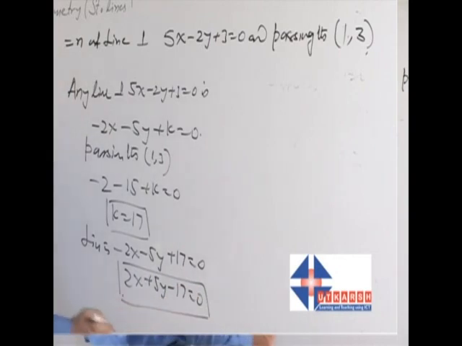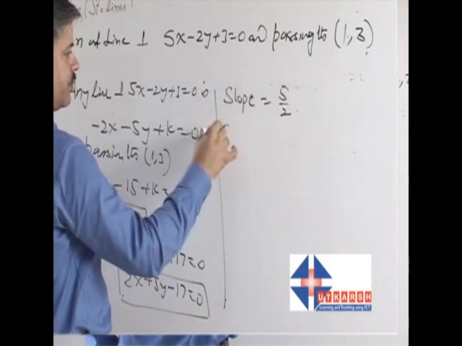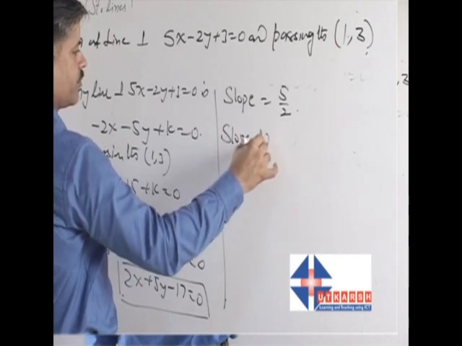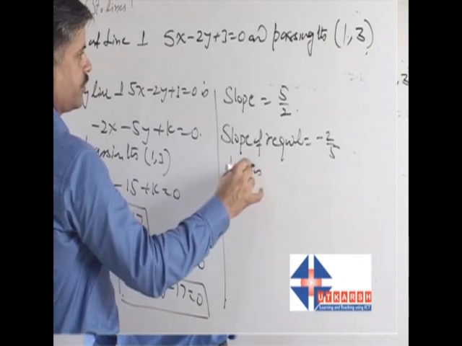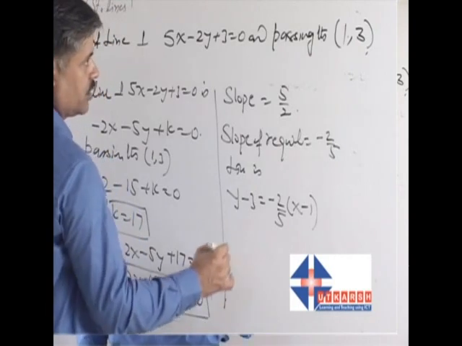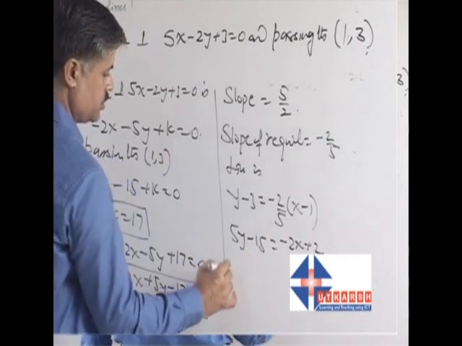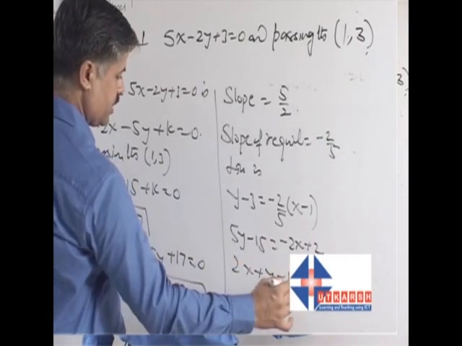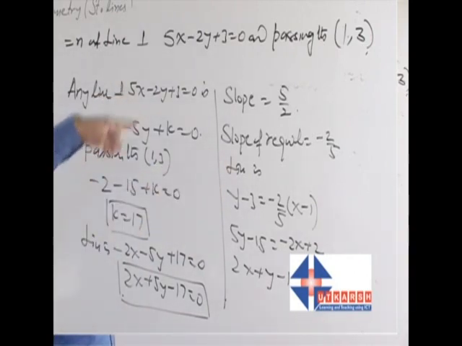This is the way, but I prefer the other method. Slope is equal to 5 by 2, slope of required line minus 2 by 5. So line is simple, y minus 3 is equal to minus 2 by 5 into x minus 1. So this will be 5y minus 15 is equal to minus 2x plus 2, यानी कि 2x plus 5y minus 17 is equal to 0. I prefer this method because here you get confused के negative बनाएं positive बनाएं. Okay जी.